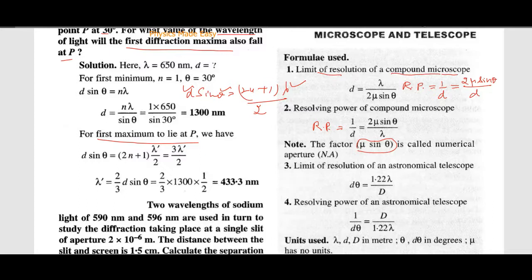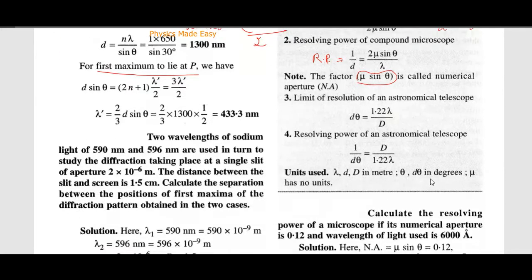Limit of resolution of an astronomical telescope d theta is 1.22 lambda by capital D. Resolving power of astronomical telescope 1 by d theta is equal to D by 1.22 lambda. Units: use lambda, small d and capital D in meters. Theta, d theta and mu have no units because these are merely ratios. Again note down, the resolving power of astronomical telescope is 1 by d theta, which is D by 1.22 lambda. The limit of resolution is 1.22 lambda divided by D.